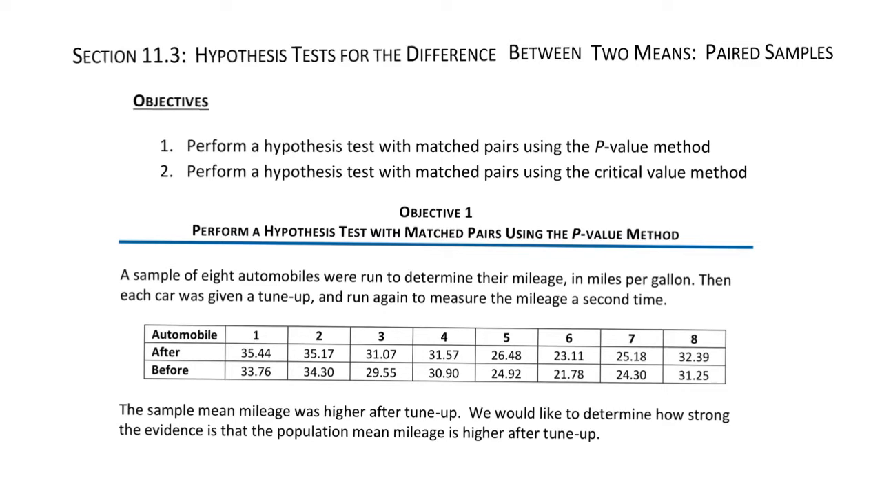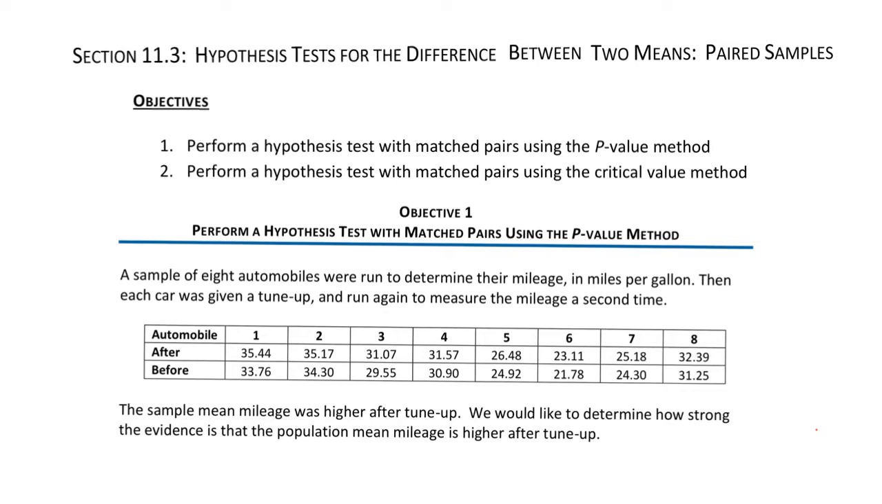A sample of 8 automobiles were run to determine their mileage in miles per gallon. Then each car was given a tune-up and then run again to measure the mileage a second time. The results are presented in this table. The sample mean mileage was higher after tune-up. We would like to determine how strong the evidence is that the population mean mileage is higher after tune-up.